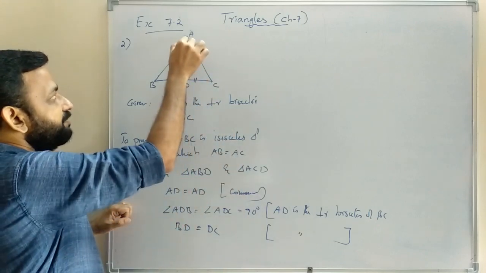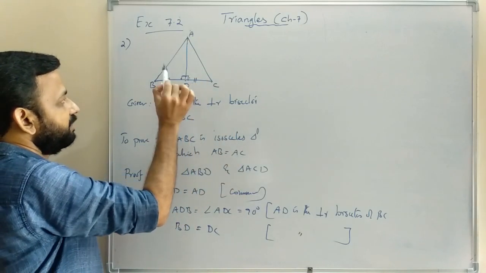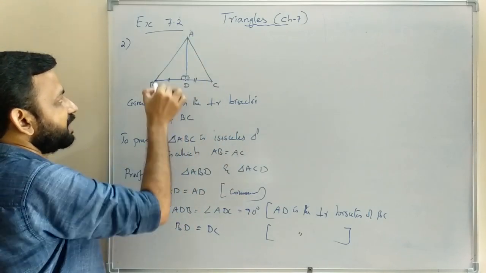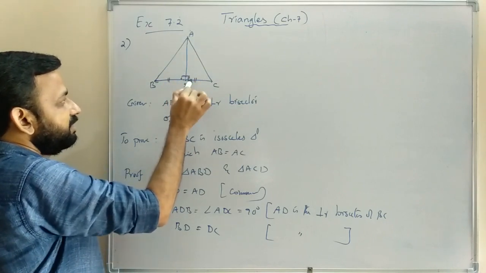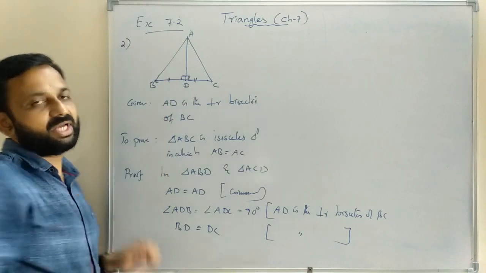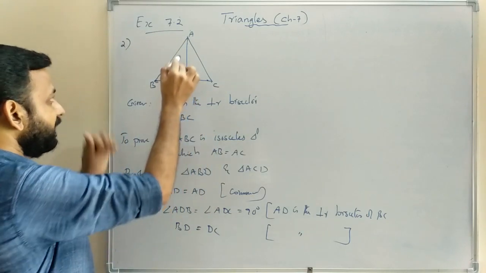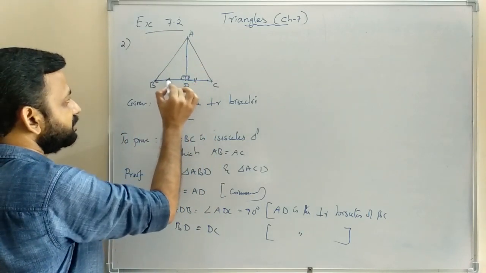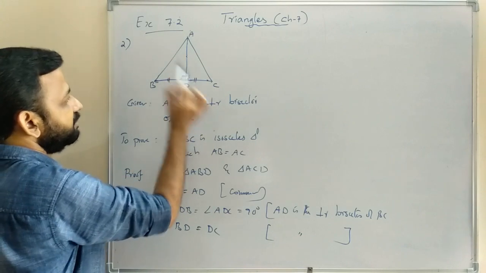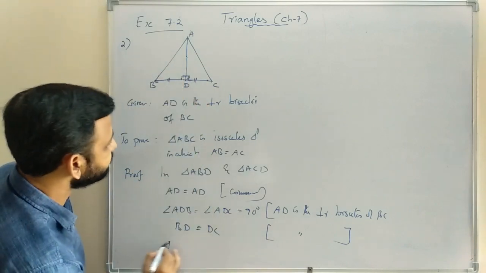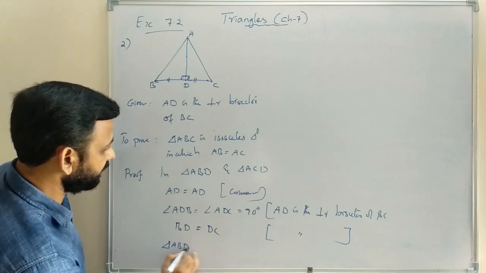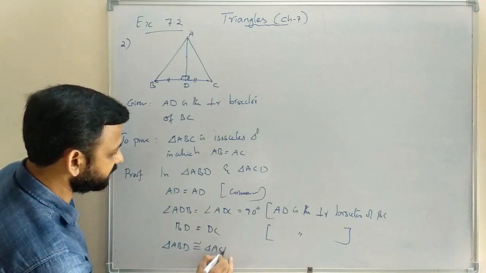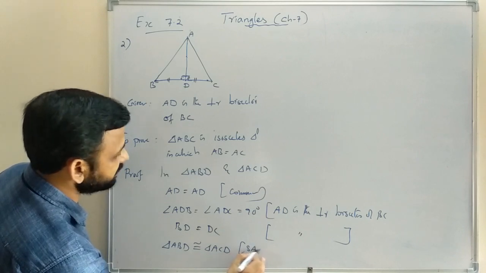So now we got side, angle, side of this triangle respectively equal to side, angle, side of that triangle. So the two triangles are congruent by SAS theorem. Side, angle, side equal to side, angle, side. So triangle ABD congruent to triangle ACD by SAS theorem.